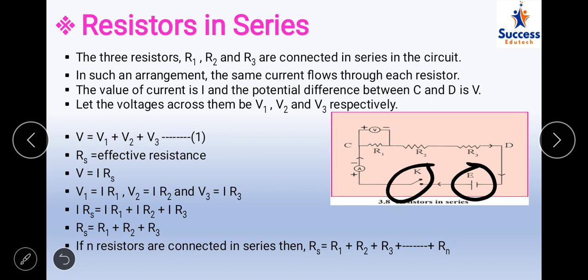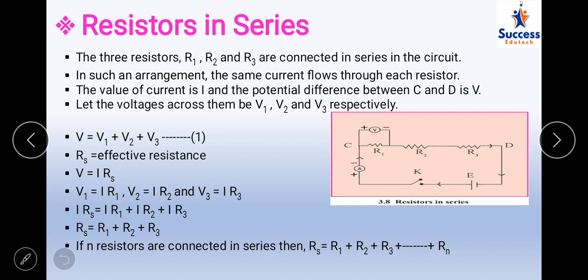So when the key is tapped, touch here, then the current will flow. When the key is removed, that means the connection is removed, and the current won't flow. So there is a cell, there is a key, there is an ammeter which will measure the current flowing through it, and there is a voltmeter which will measure the voltage across the resistance R1.